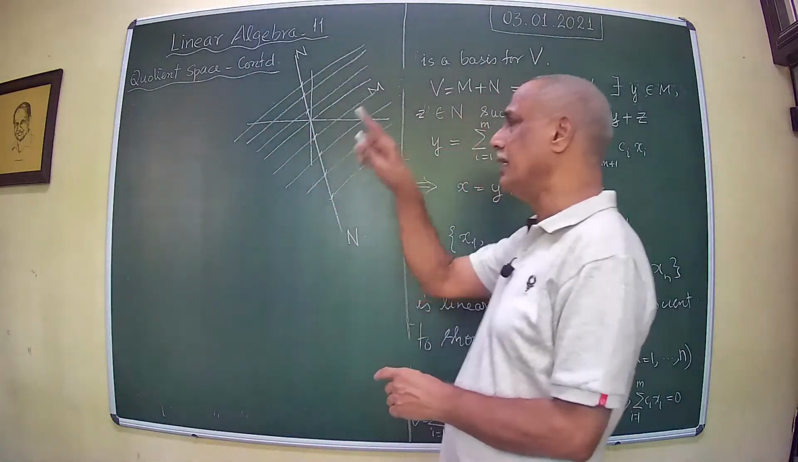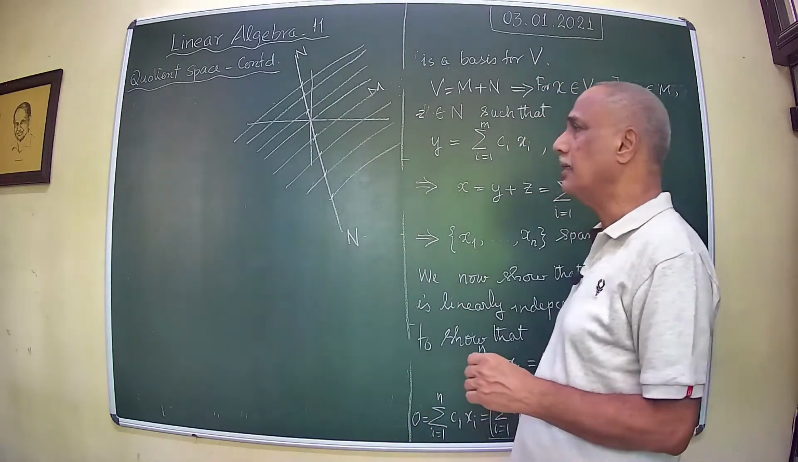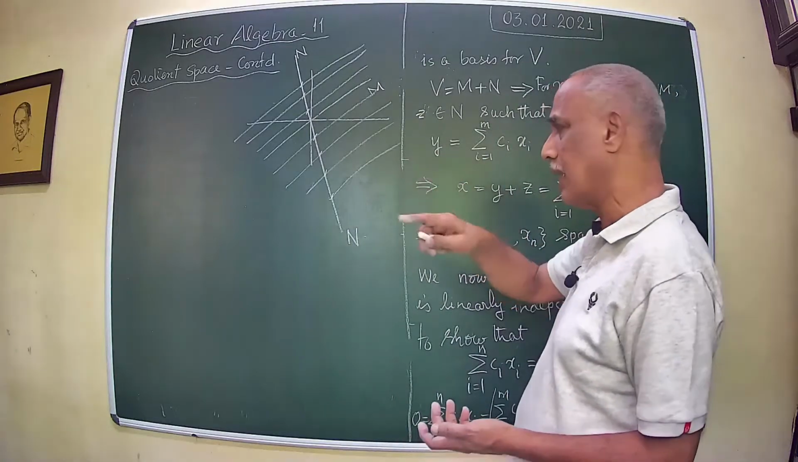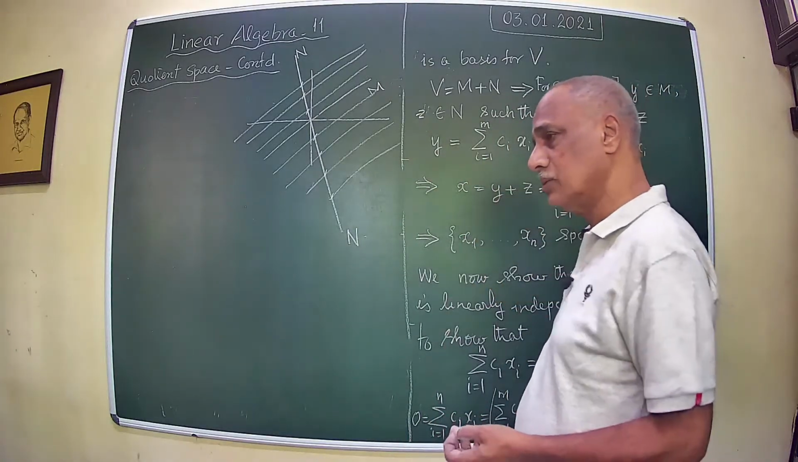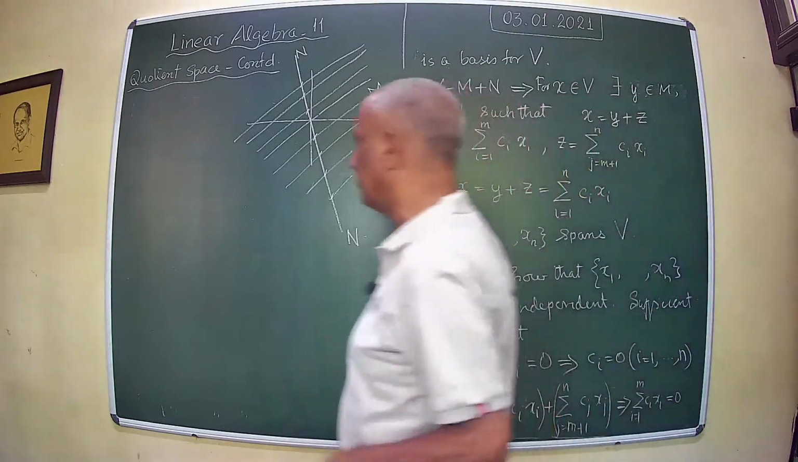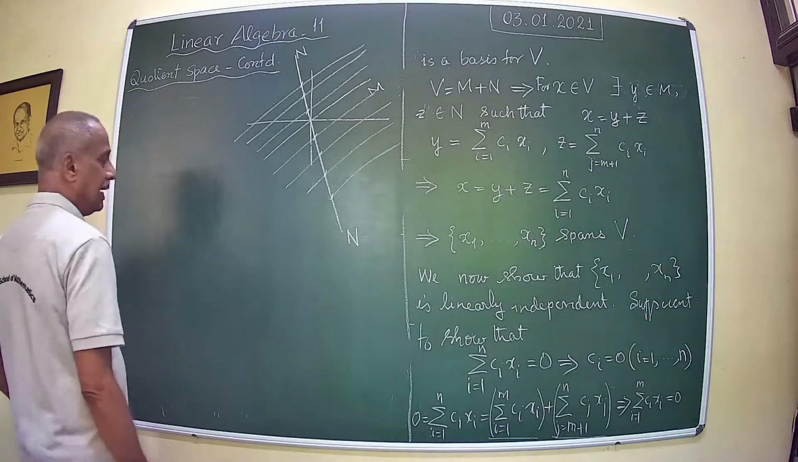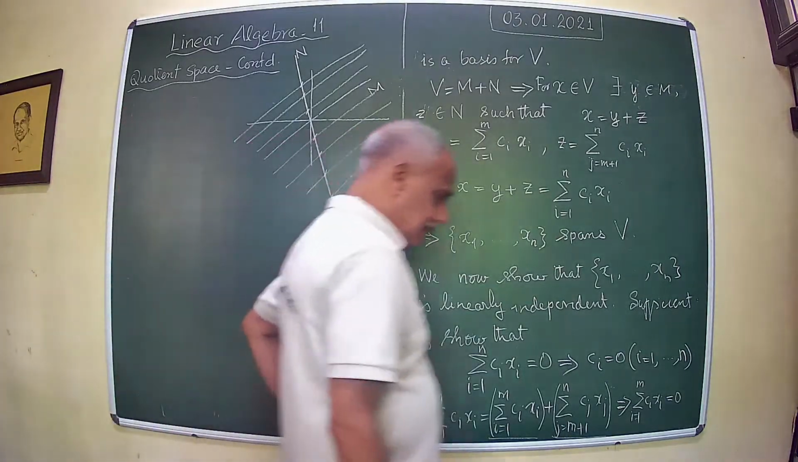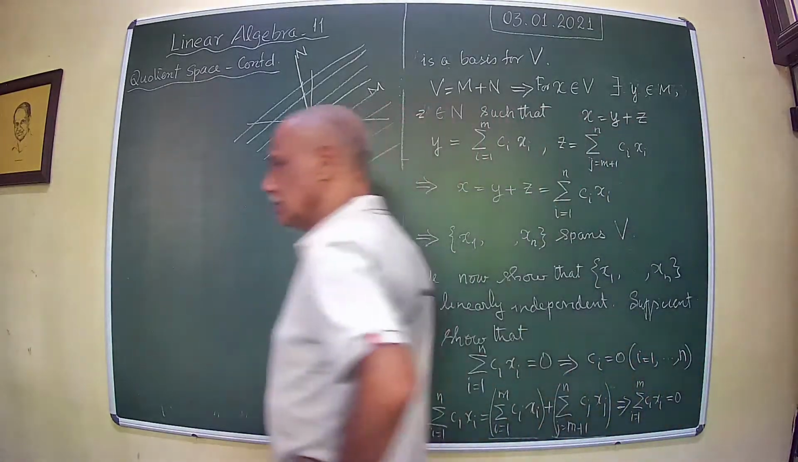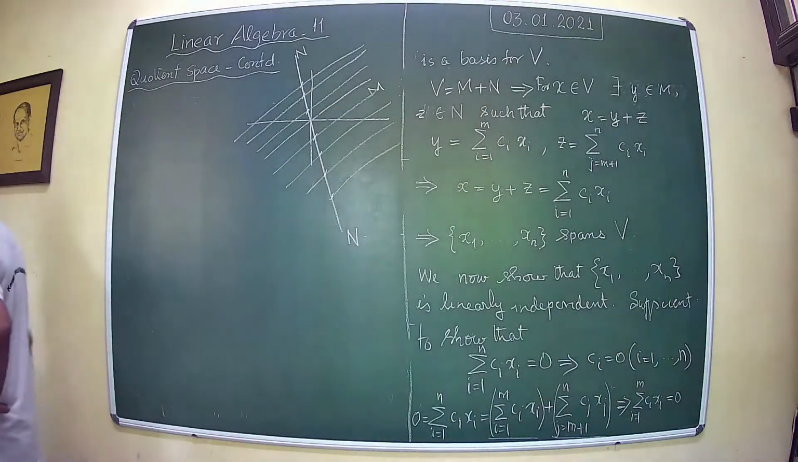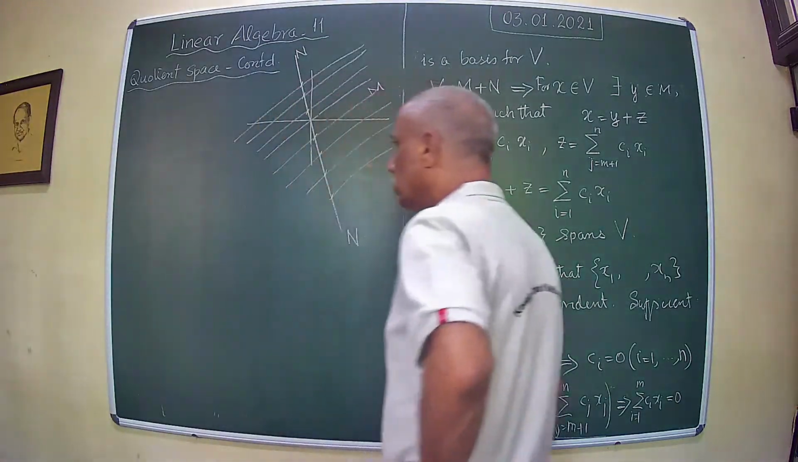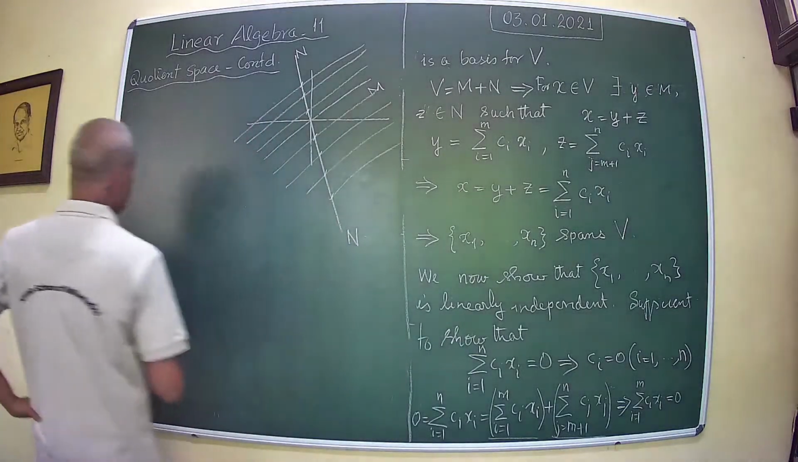Through each one of these vectors, they generate one line parallel to the given line. So corresponding to each one of these elements, there is a line parallel to the given line. Therefore, the method would be to choose those cosets of M. So let us consider the cosets.